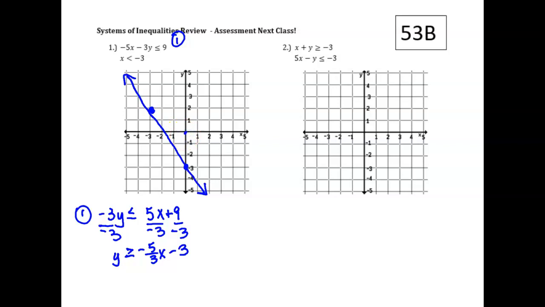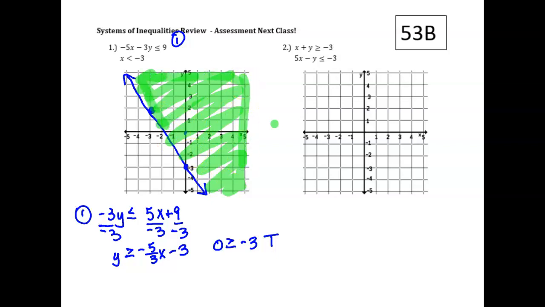So there's my 0, 0. If I put in 0, 0 here, 0 for y, then I've got 0 is greater than or equal to 0 minus 3, and that's a true statement. So that means when I do shade, I'm actually going to shade on the right side where 0, 0 is. Okay, so that's the solution set for that particular line.